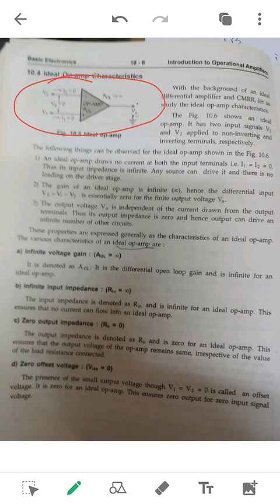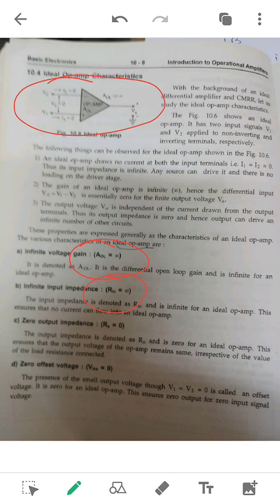So these are some of the points you have to remember. So based on these 3 points, we have the different properties of the operational amplifier. These are also called the ideal op-amp characteristics. So let us see one by one. The infinite voltage gain, that is the first one here, equal to infinite. It is denoted as AOL. It is the differential open loop gain and is infinite for an ideal op-amp. Second point, infinite input impedance, that is Rin, that is also infinite.